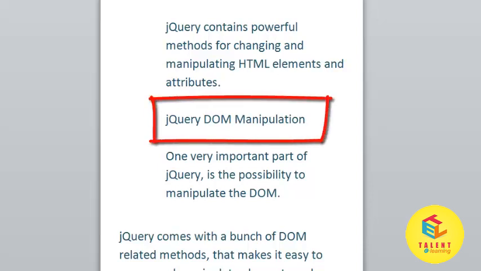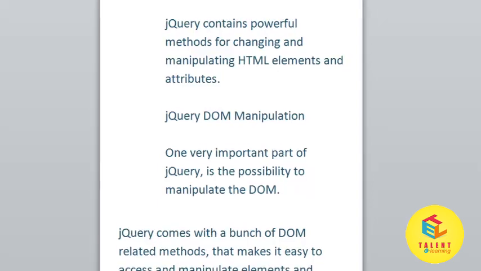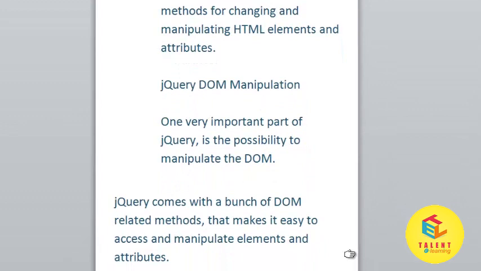jQuery DOM manipulation. One very important part of jQuery is the ability to manipulate the DOM. Here DOM is Document Object Model. jQuery comes with a bunch of DOM related methods that makes it easy to access and manipulate elements and attributes.